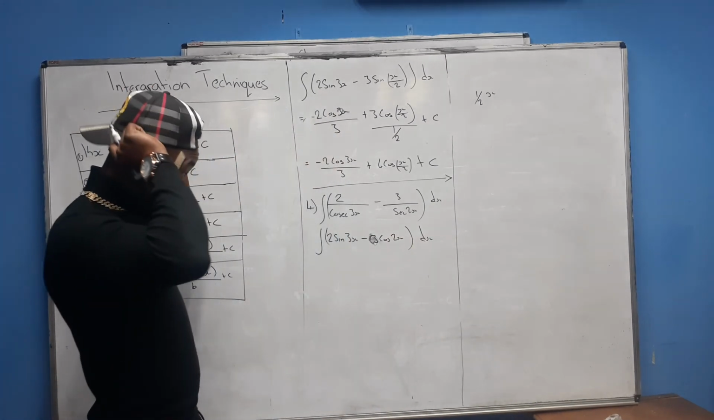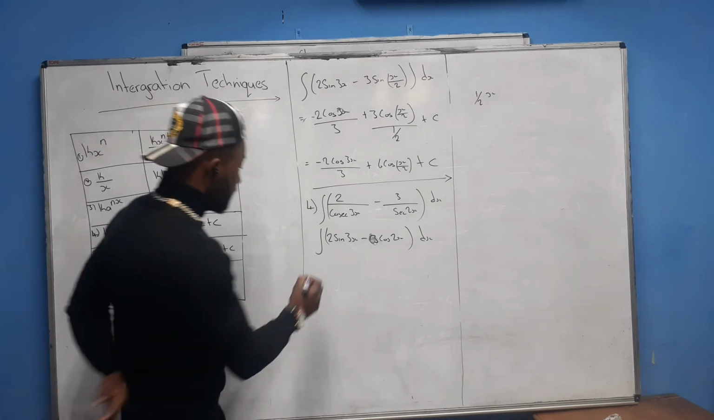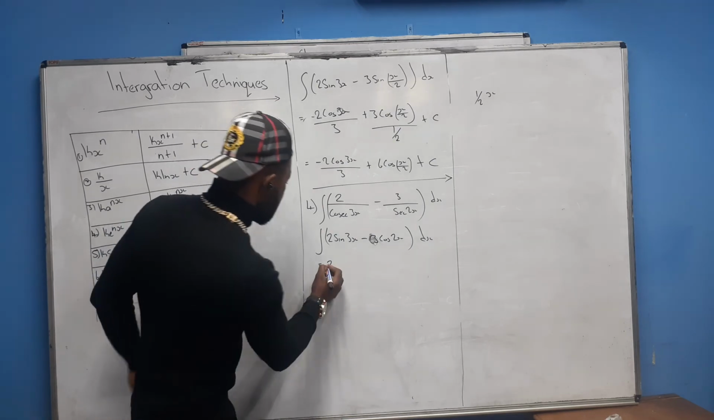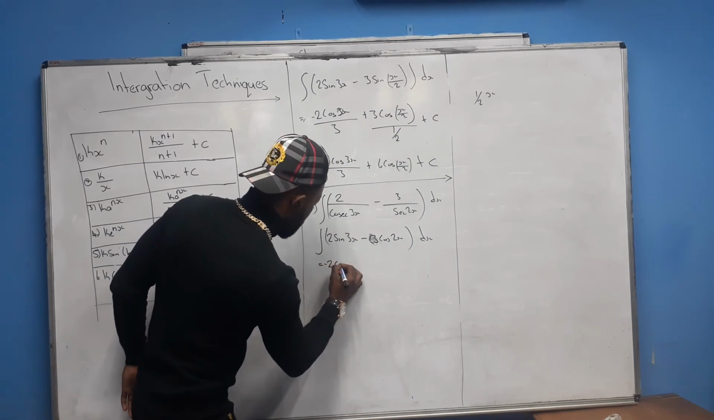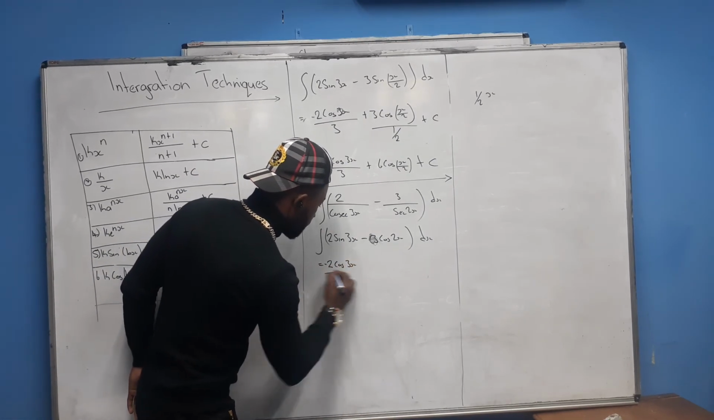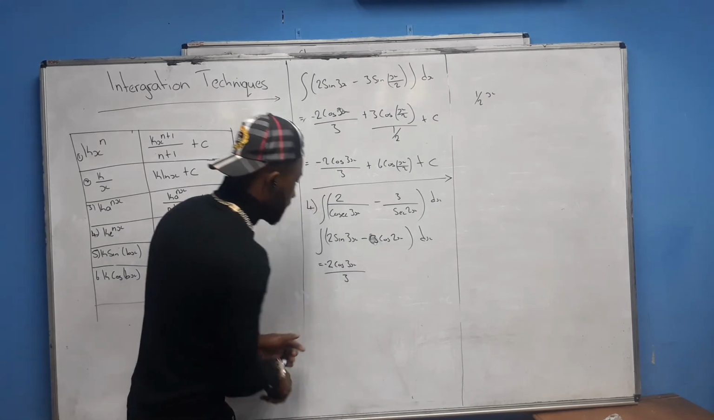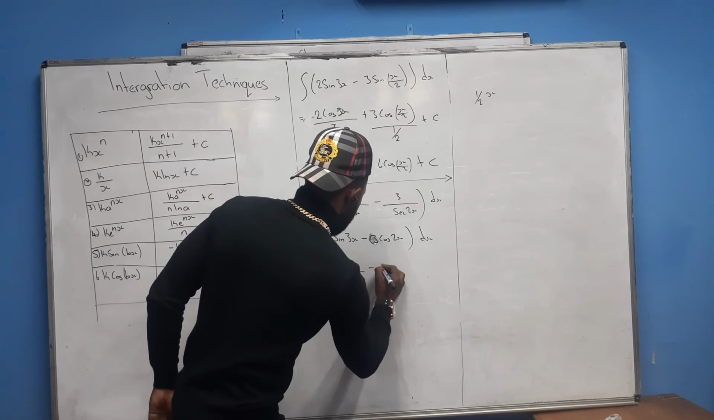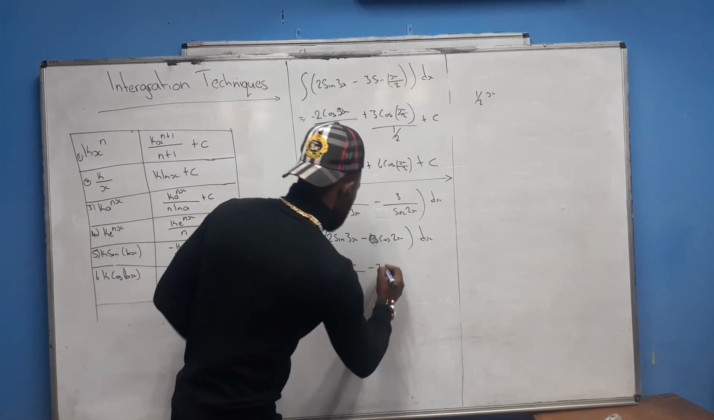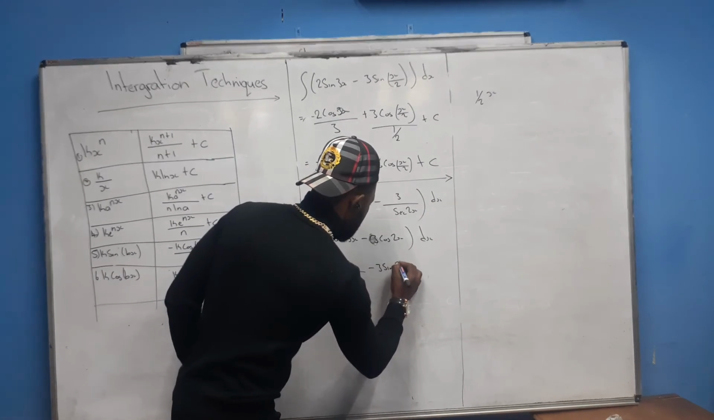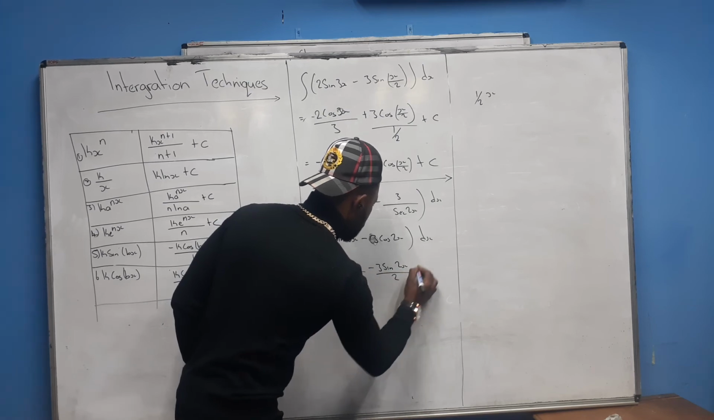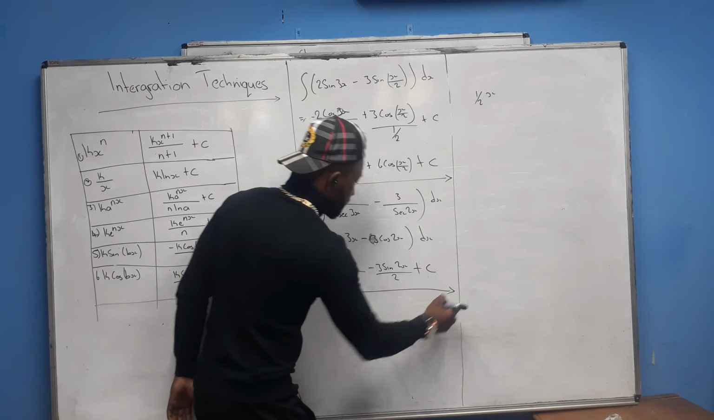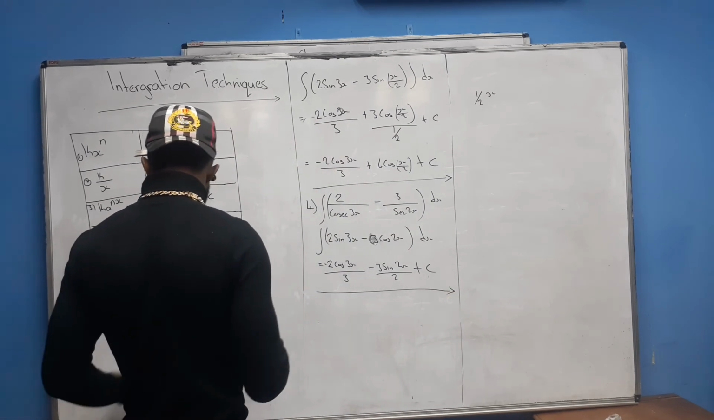Alright, so from this now I can just integrate. This is 2, and then remember I said the integration is negative cos 3x divided by 3. And then what is the integration of cos? It's sine. So I'm going to have minus 3 sine 2x divided by 2, and then plus c, to show that I've integrated. So this is my final answer.